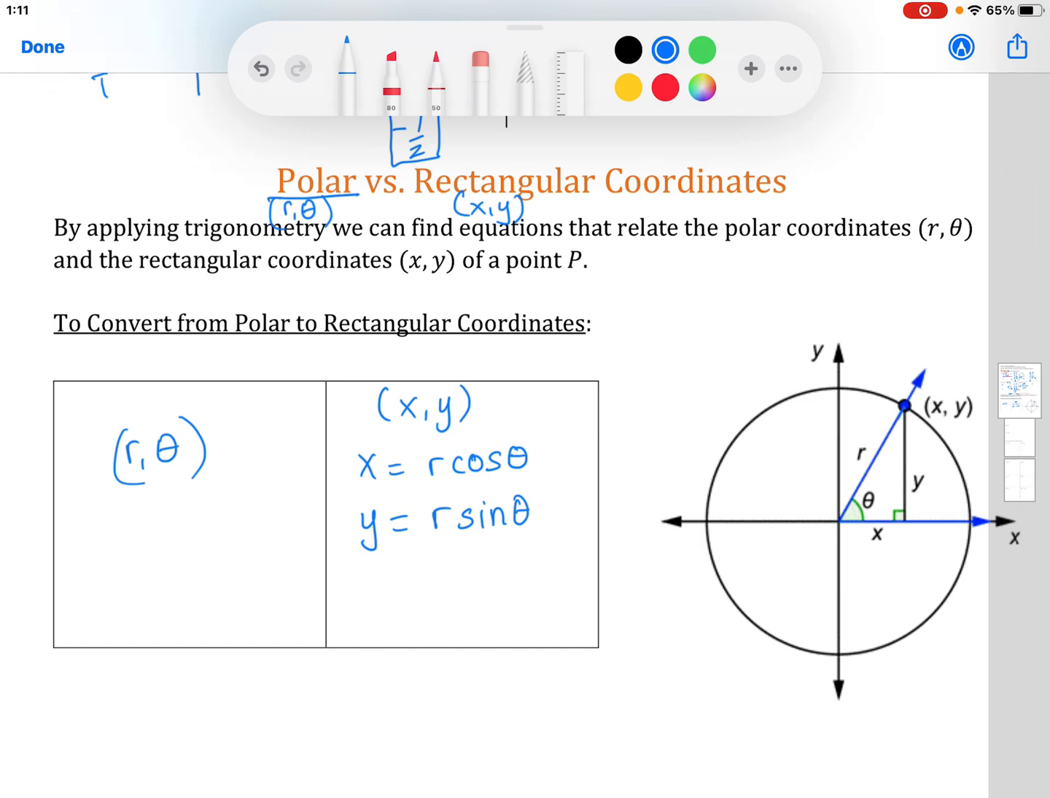But this time, I'm saying this is not a unit circle, it's a circle with radius r. So what would be cosine theta? So let's write this down. Let's derive how we're getting those things.